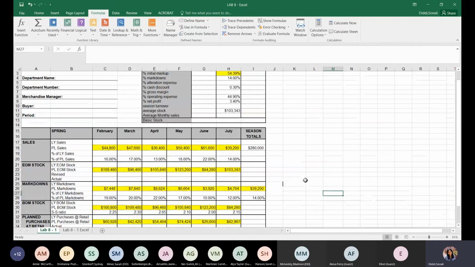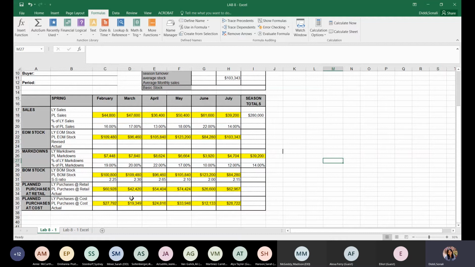And then copy the same thing for your word formulas as well. Okay, Alexa, did you send me the email? Okay, Sarah Miner is asking me what's the formula for purchases at cost. So you're going to take planned purchases at retail times 100% minus the markup percent, which we just calculated. Does that help, Sarah?